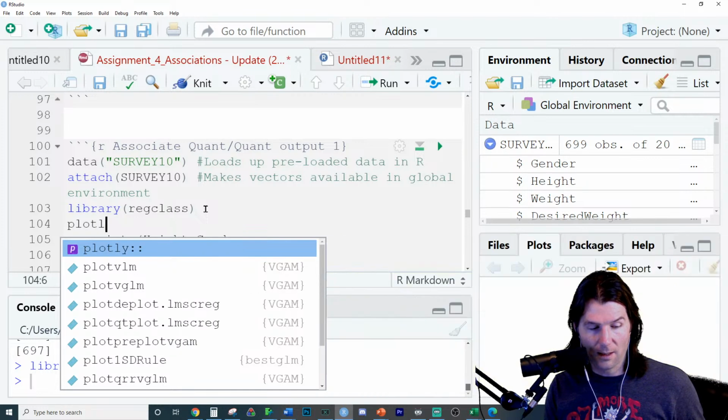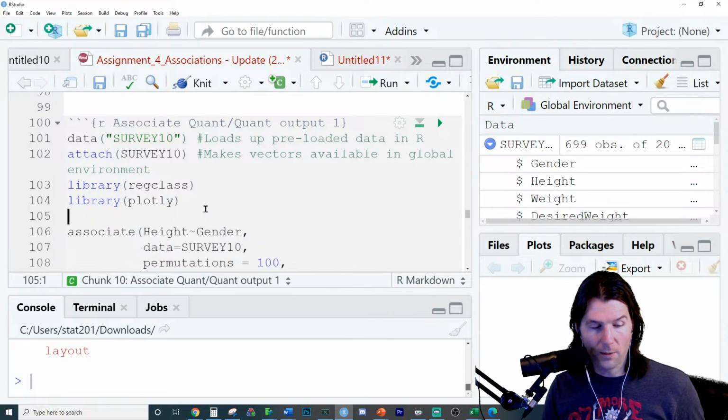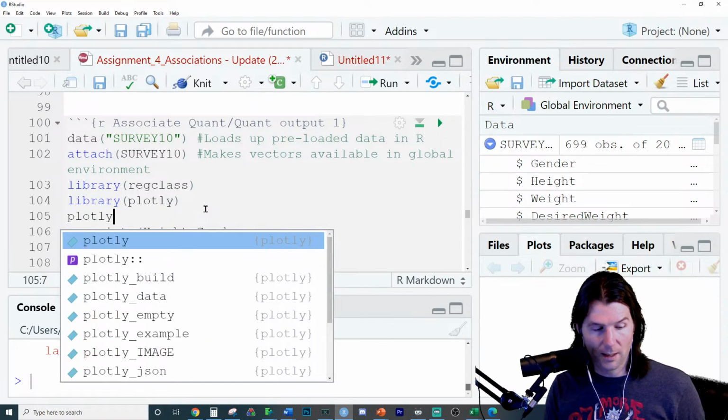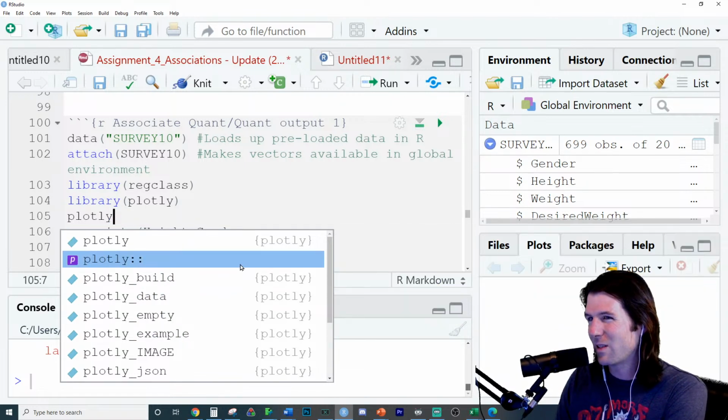do plotly. Plotly is a function I want to use, but if I go to library plotly, now when I go here and I go plotly, we get the plotly functions, because now all of these plotly functions are loaded in. This is another way.